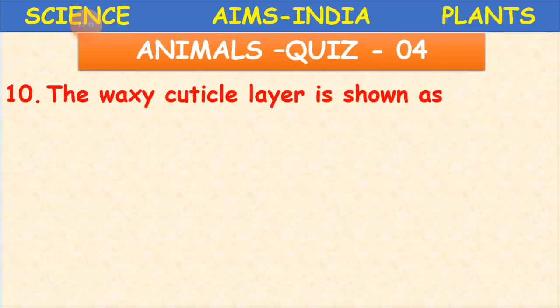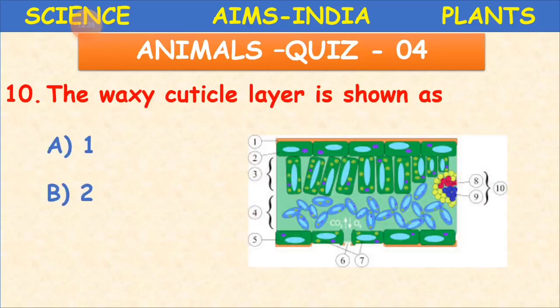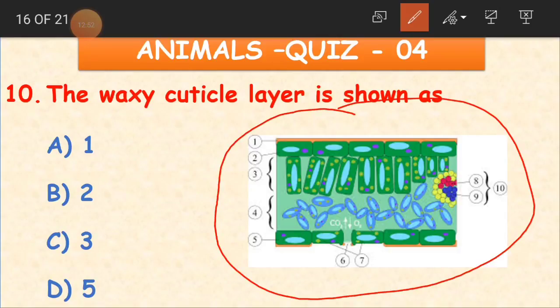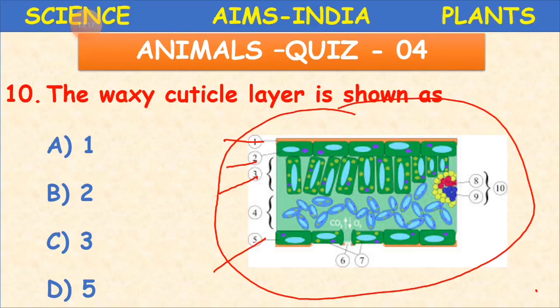The waxy cuticle layer is shown as A is 1, B is 2, C is 3 and D is 5. If you see here in the picture, there is a diagram with numbers: this is 1, this is 2, this is 3 and this is 5. How is the waxy cuticle layer shown in this diagram? We'll go to the answer A. Suppose this is the leaf, this outer layer is the cuticle layer. It is a waxy cover. That is the cuticle layer.